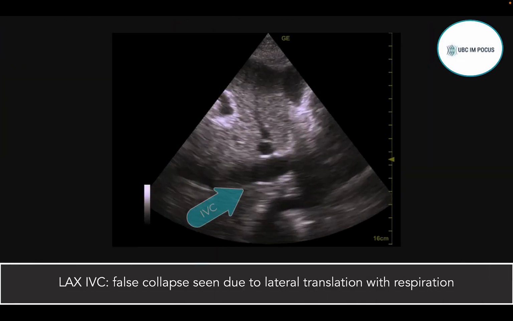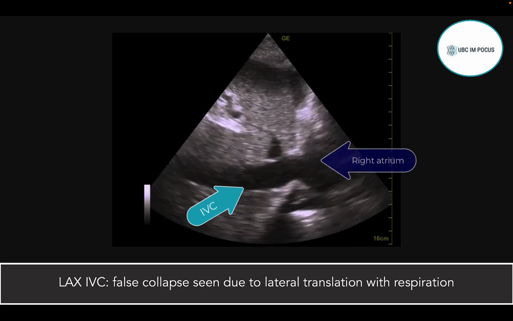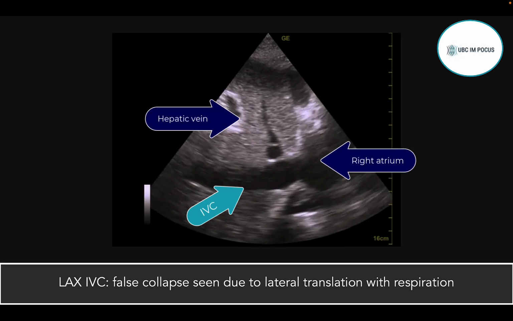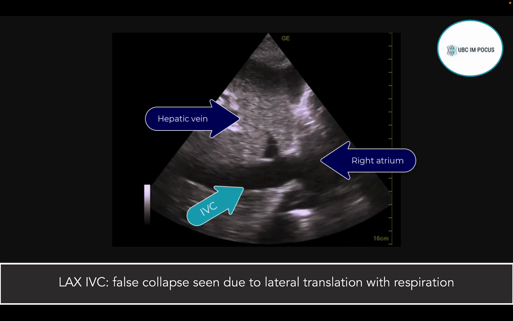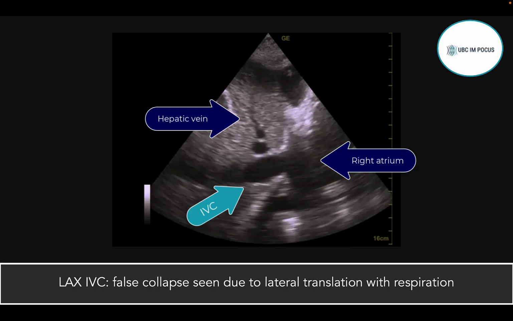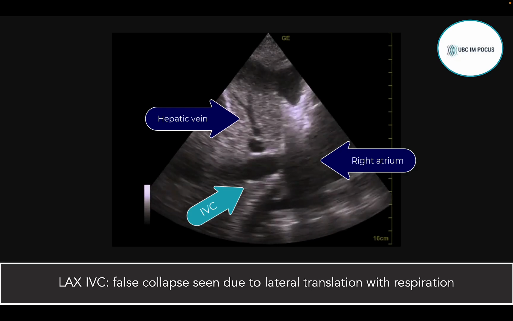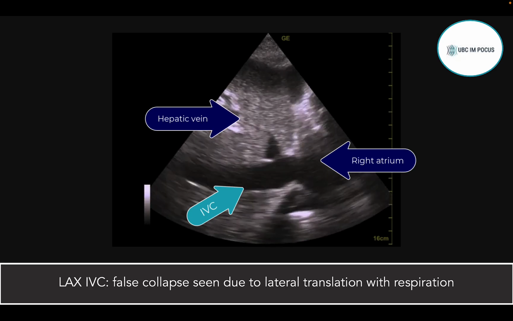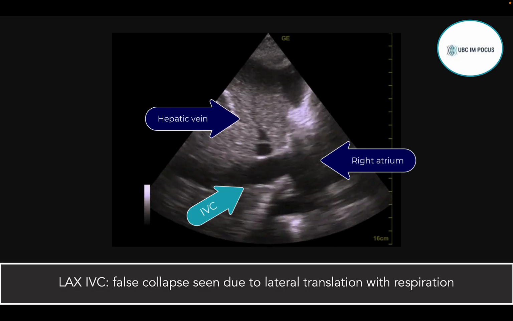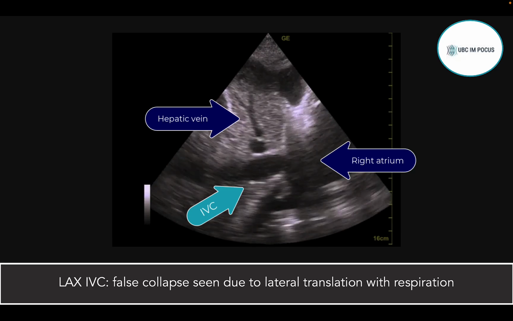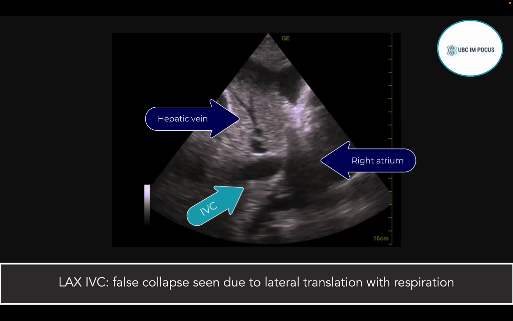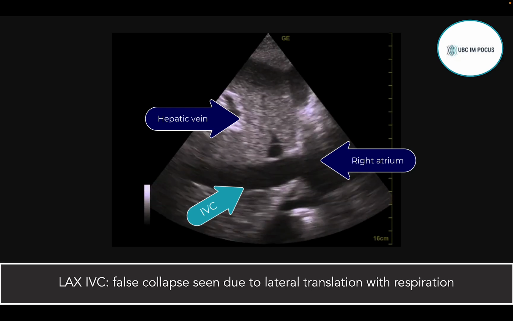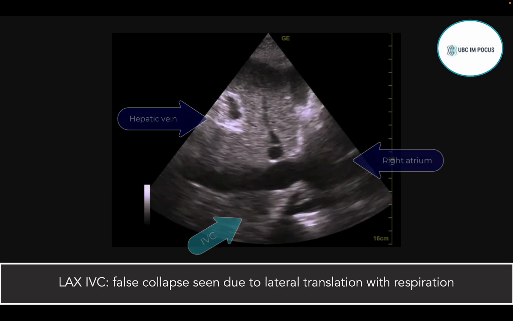Here's an IVC in long axis. Heart is over there on screen right, and hepatic vein coming into it. And it's a good example of false collapse of the IVC. So you may think that the IVC is collapsing with respiration, but really it's moving laterally out of our plane of vision with respiration. And the clue there is that we are losing those nice hyperechoic borders of the IVC, and it looks like the liver is just kind of invading into the IVC. So this is another reason to do a short axis view, because it can help you tease out this versus true collapse.